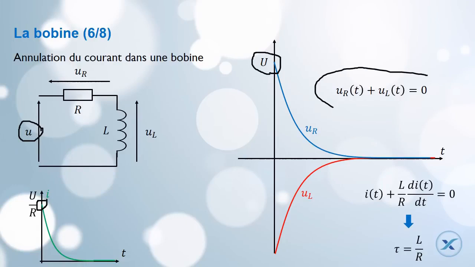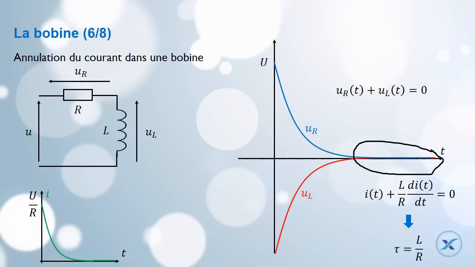And there, according to Kirchhoff's voltage law, in this case, UR plus UL is equal to 0. So that means that UL is equal to minus U. Then, little by little, the coil will release the energy that it had stored up. Therefore, the current will decrease, the voltage UR will decrease, and the voltage UL will also tend towards 0. And this will continue until the established regime, the permanent regime, is in place. The voltages are equal to 0, and the current is equal to 0, and we return to our initial state.